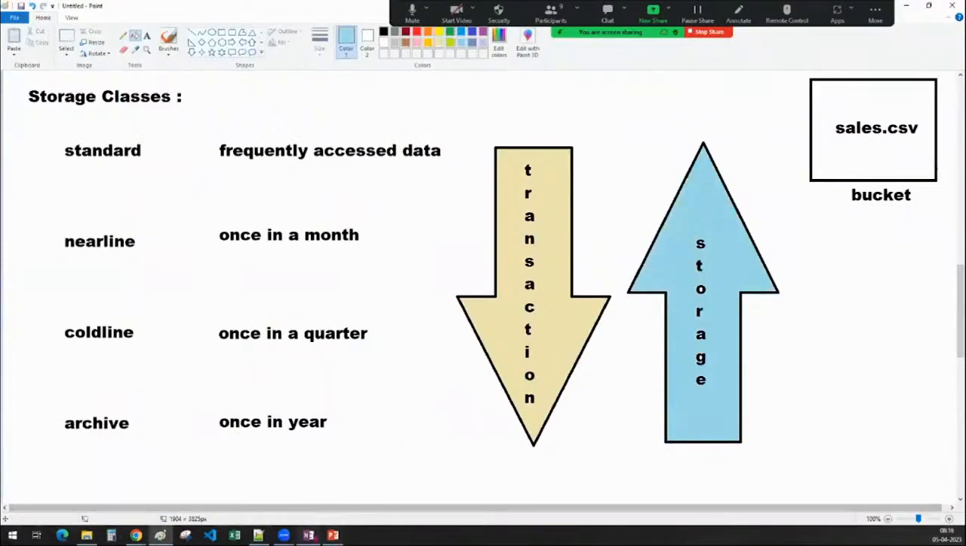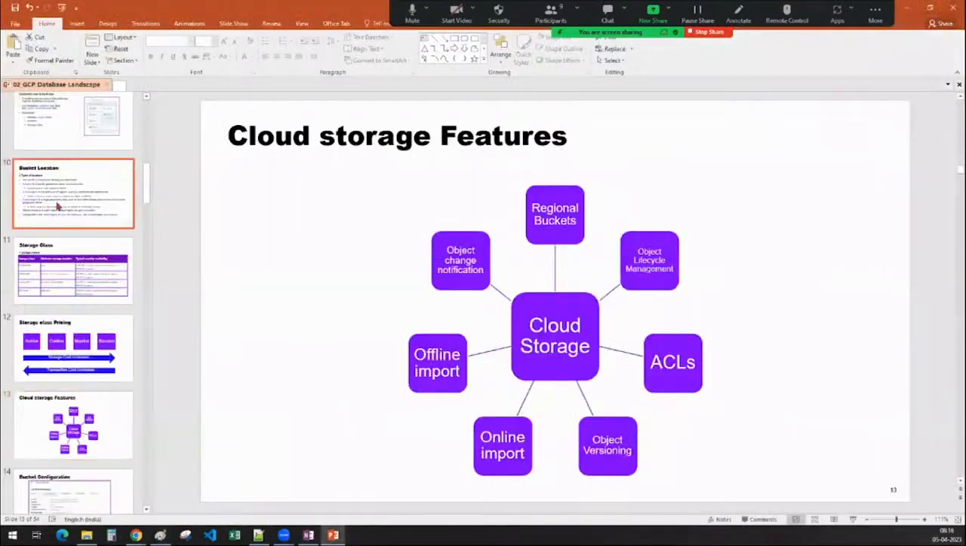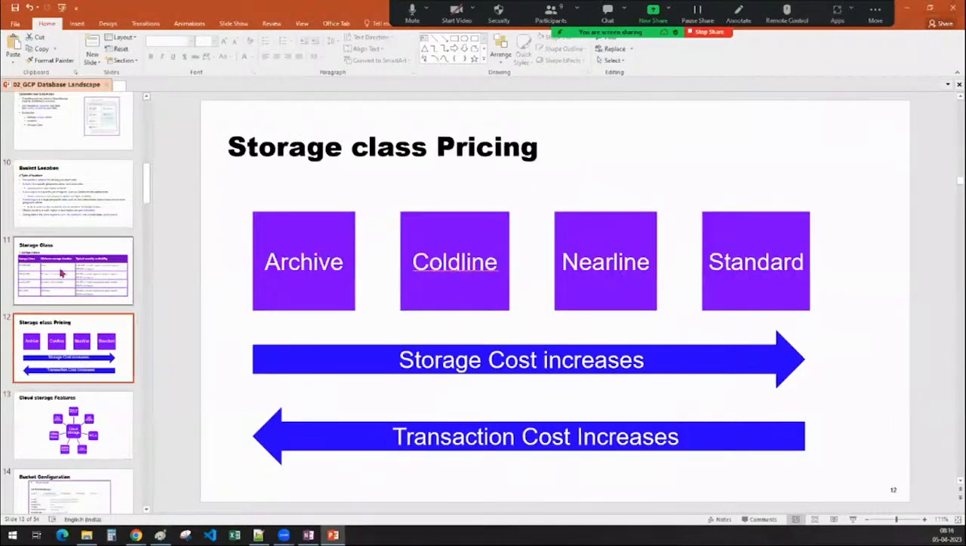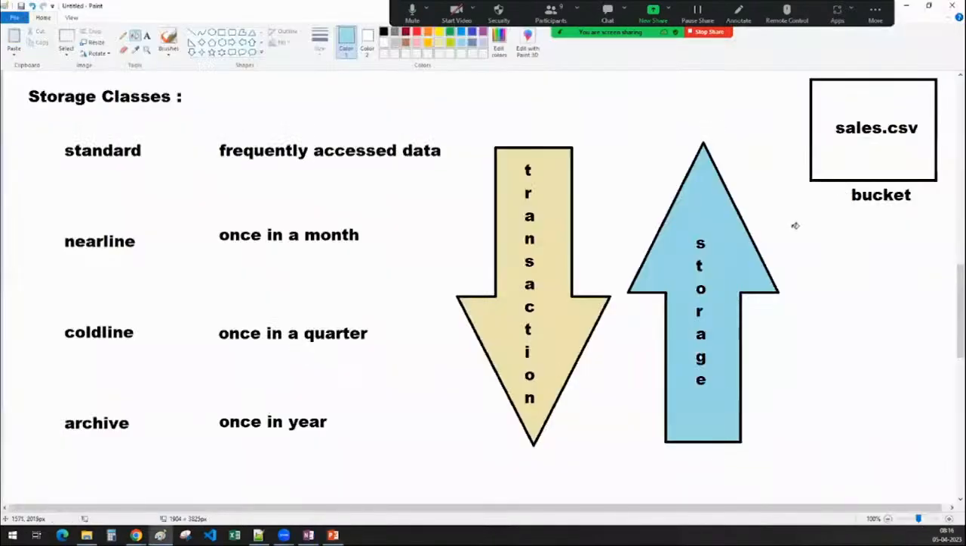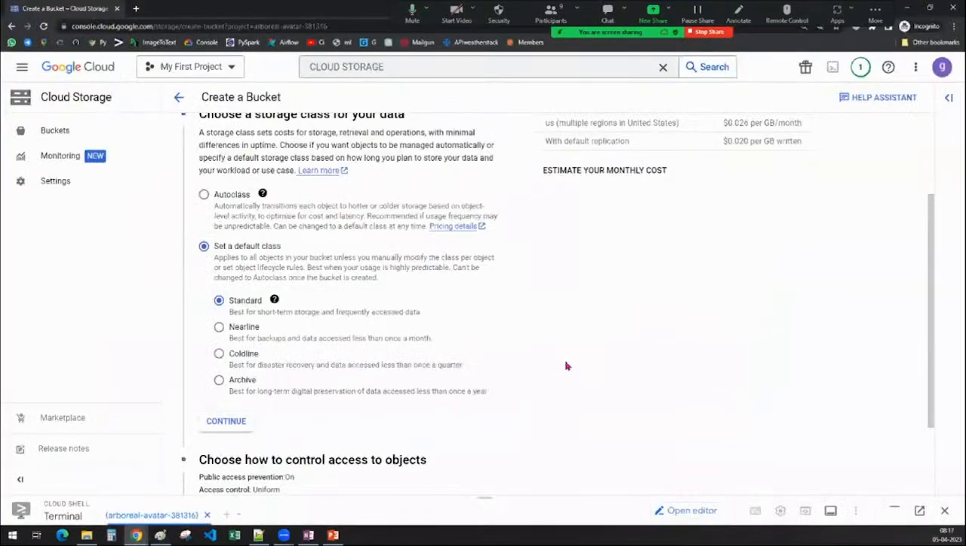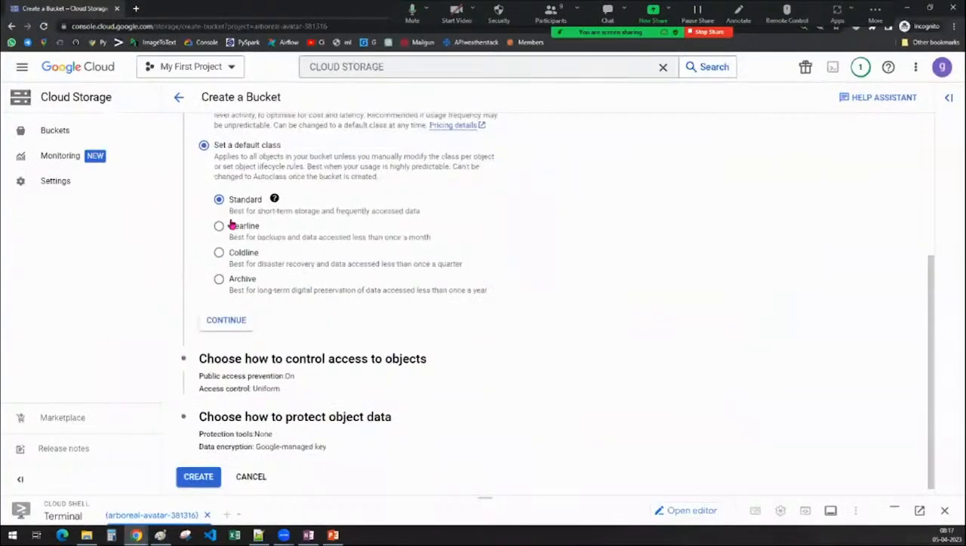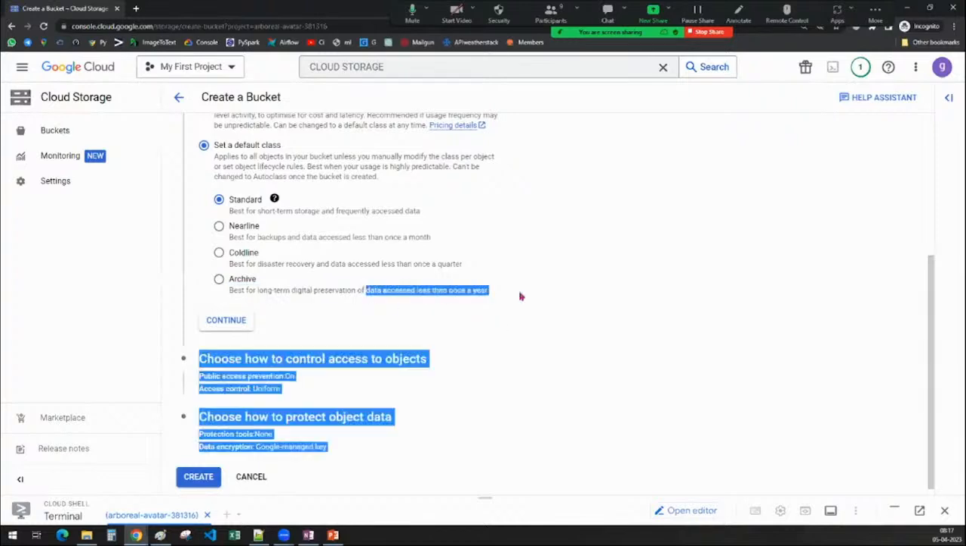Some more things are also there. Storage classes, I think that's it. So this is what storage classes are about. Now you understand what a storage class is, guys. You can also read it here. Best for short-term storage, frequently accessed data. Best for backups and data accessed less than once a month. Best for disaster recovery, less than once in a quarter. Best for long-term digital preservation, data accessed once in a year.